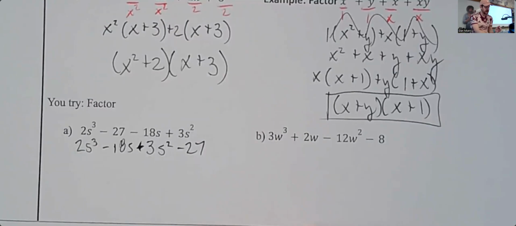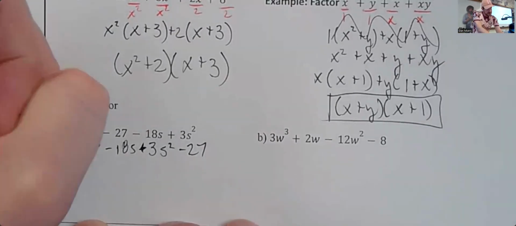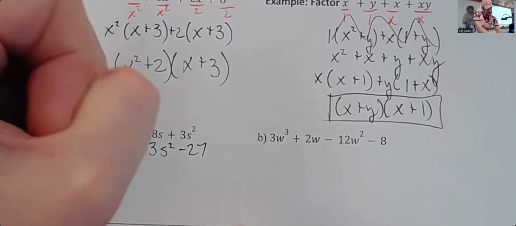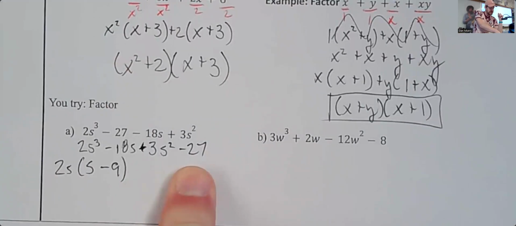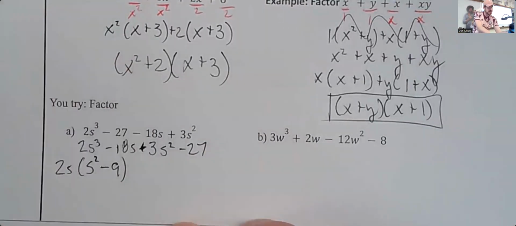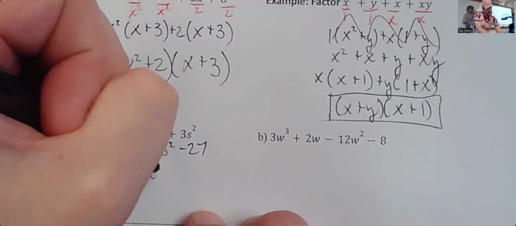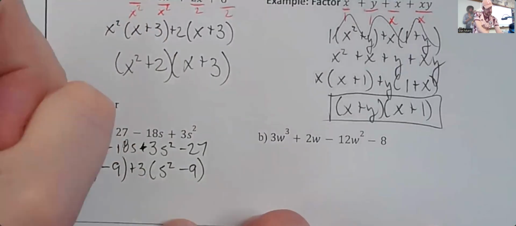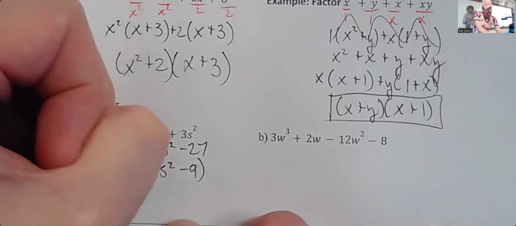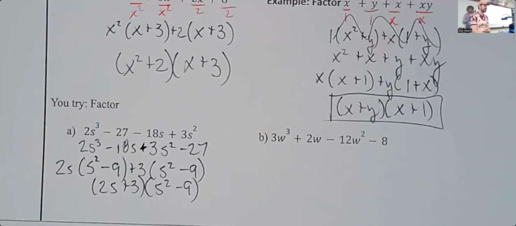But all right, so here we can factor out a 2s. So that'll give us s squared minus 9 there. And then if we factor out a 3 from here, plus 3, that'll give us s squared minus 9. So we'll end up with 2s plus 3 times s squared minus 9.